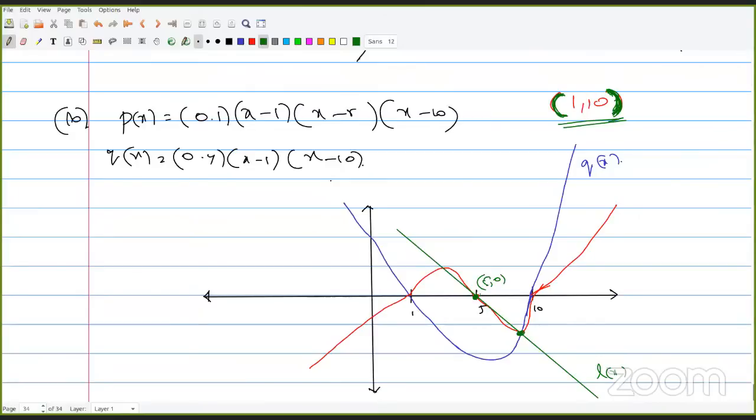The x-intercept of p of x in a given domain is 5. Correct? So there are a few more options in that question, just like the x coordinate of the vertex of q of x. What does it mean by that?